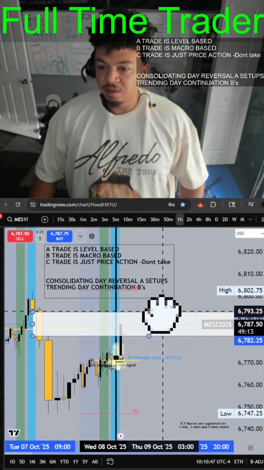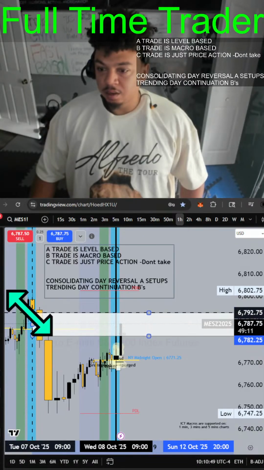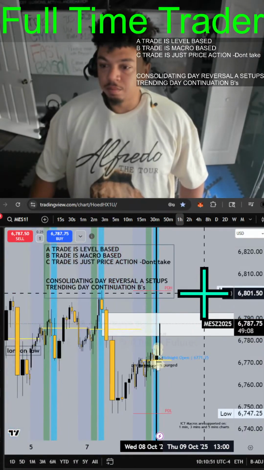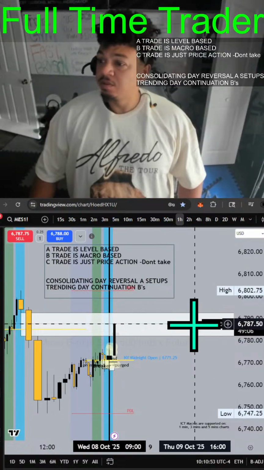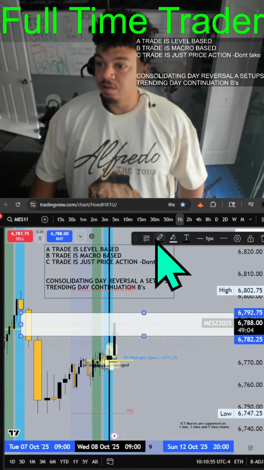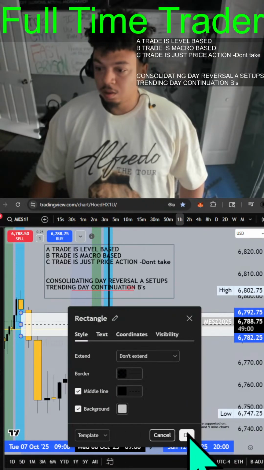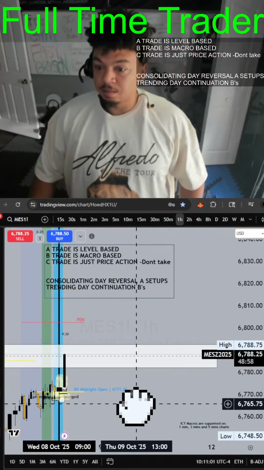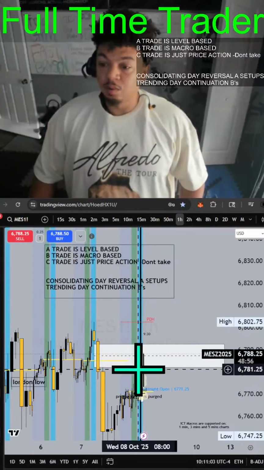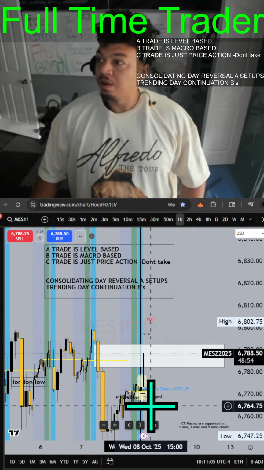If you wanted to measure this gap here, we're currently in it. It looks like we're already at the 50% of the gap. Put the level on there so you can see. That's the 50% of that gap, right? So it looks like we're going bullish there for sure.